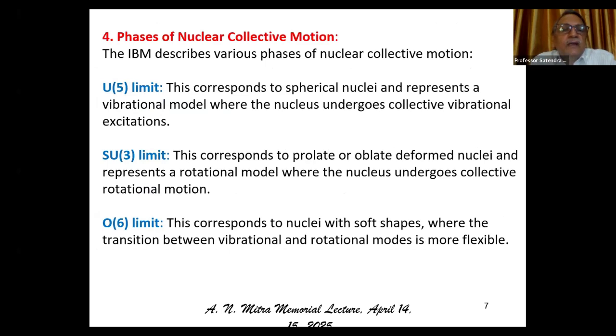Next is phases of nuclear motions. IBM describes various phases of the nuclear collective motions: the U(5) limit, the SU(3) limit, and the O(6) limit.